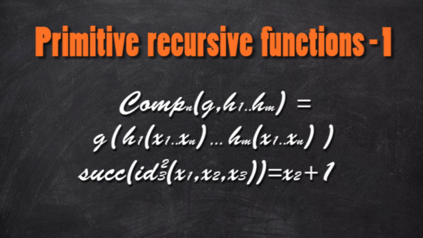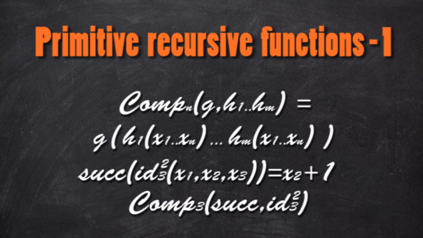For example, if we want a function that returns the successor of the second parameter of 3, we need id 2 3 that returns the second parameter. Suc returns the successor, so suc of id 2 3 of x1, x2, x3 equals x2 plus 1. So the result is given by composition with 3 parameters. So comp3 of suc and id 2 3.